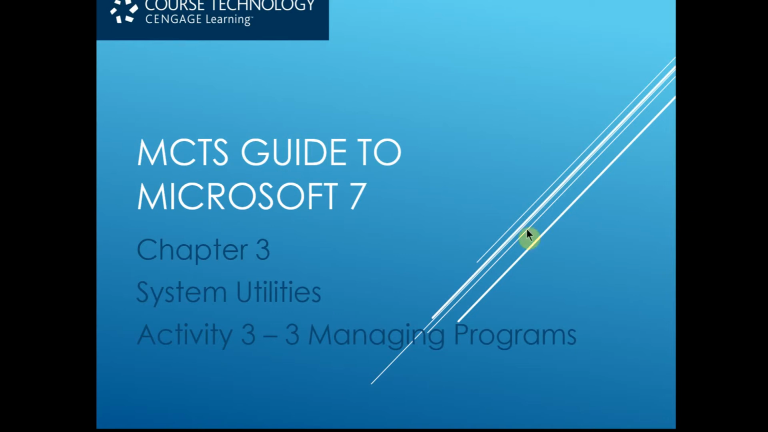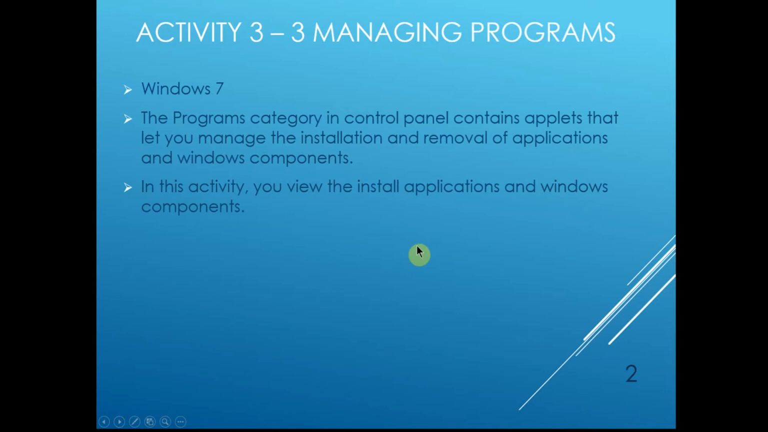In this video, we're going to look at some activities in Chapter 3 for System Utilities. We're going to look at Activity 3-3, Managing Program Files, or Managing Programs. The Programs category in Control Panel contains applets that let you manage the installation and removal of applications and Windows components. In this activity, you view the installed applications and Windows components.